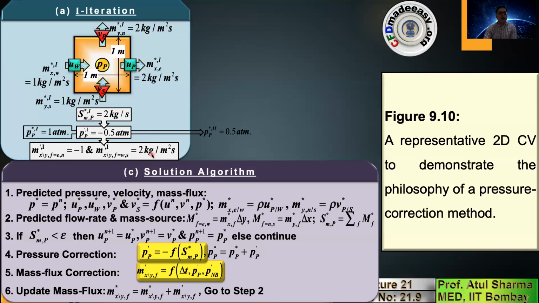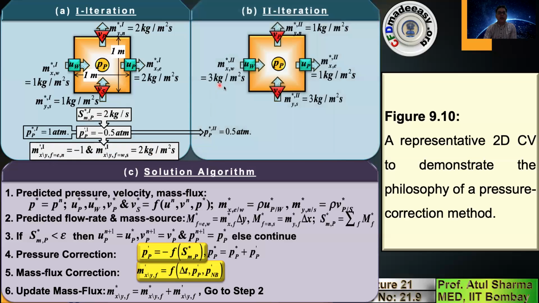So 1 plus 2, now you will get 3 kg per meter square, which is shown here. And for the positive surface, the previous iterative value was 2 kg per meter square, and the mass flux correction is minus 1. So 2 minus 1, it will be 1 kg per meter square.